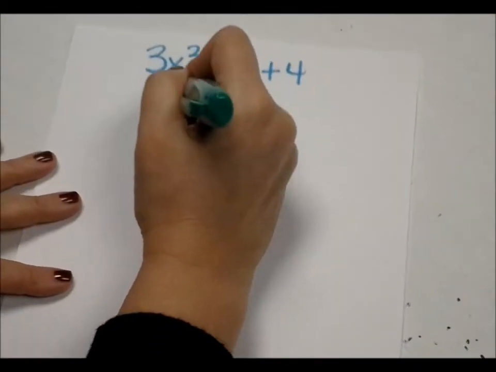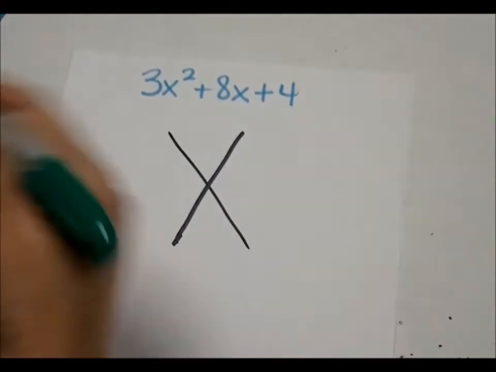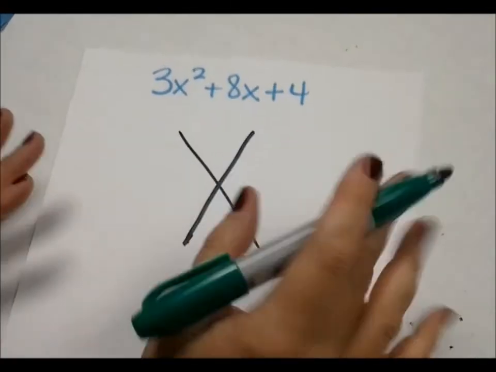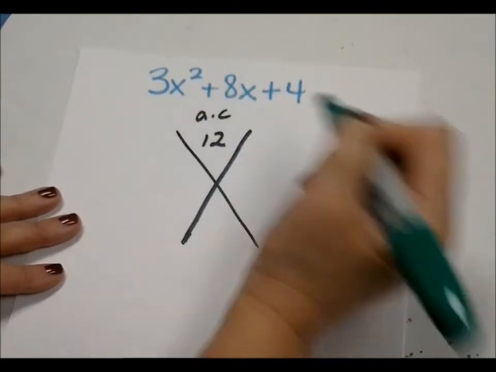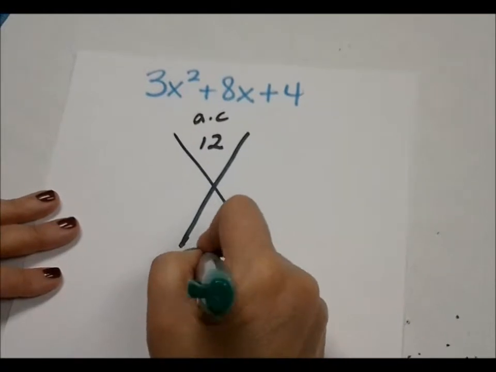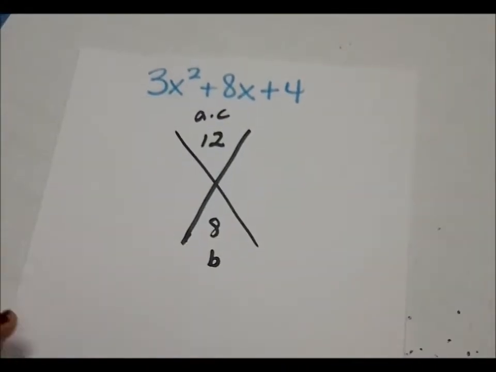Okay, so I'm going to start this one. One thing about this problem that's nice that I would want the kids to realize is everything's positive. So I'm not going to have to work with negatives at all. But my A times C is 12. 3 times 4 is 12. And 12 can be tricky because there's lots of factors of 12. And my B is 8, but they're all positive.